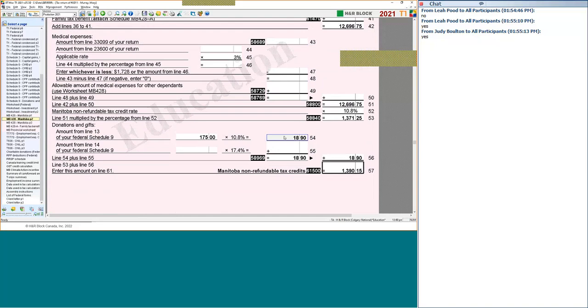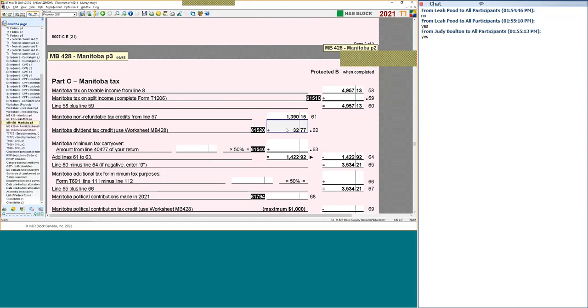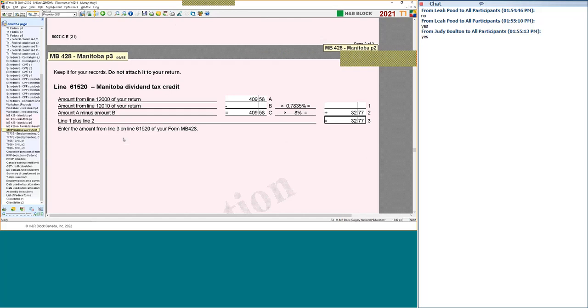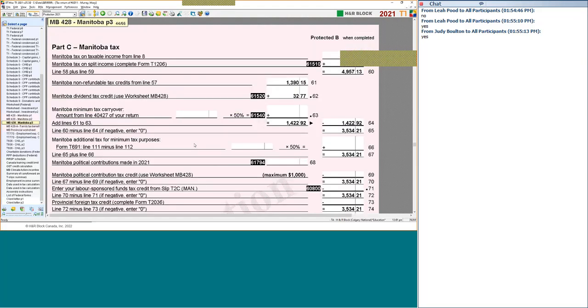Don't forget the donations on the provincial. And don't forget the dividend tax credit. You need the worksheet for the dividend tax credit. I'm going to show you that one very quickly because you might not have practiced it. The worksheet is the amount from line 12,000 times 8%, 32.77. There's your worksheet.